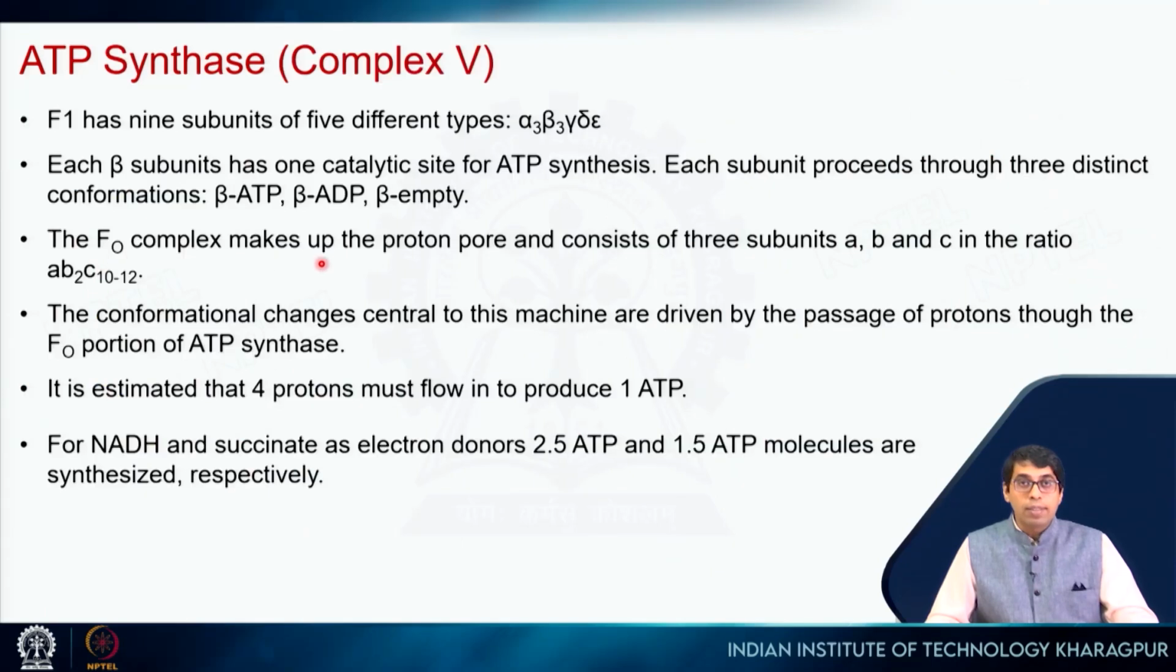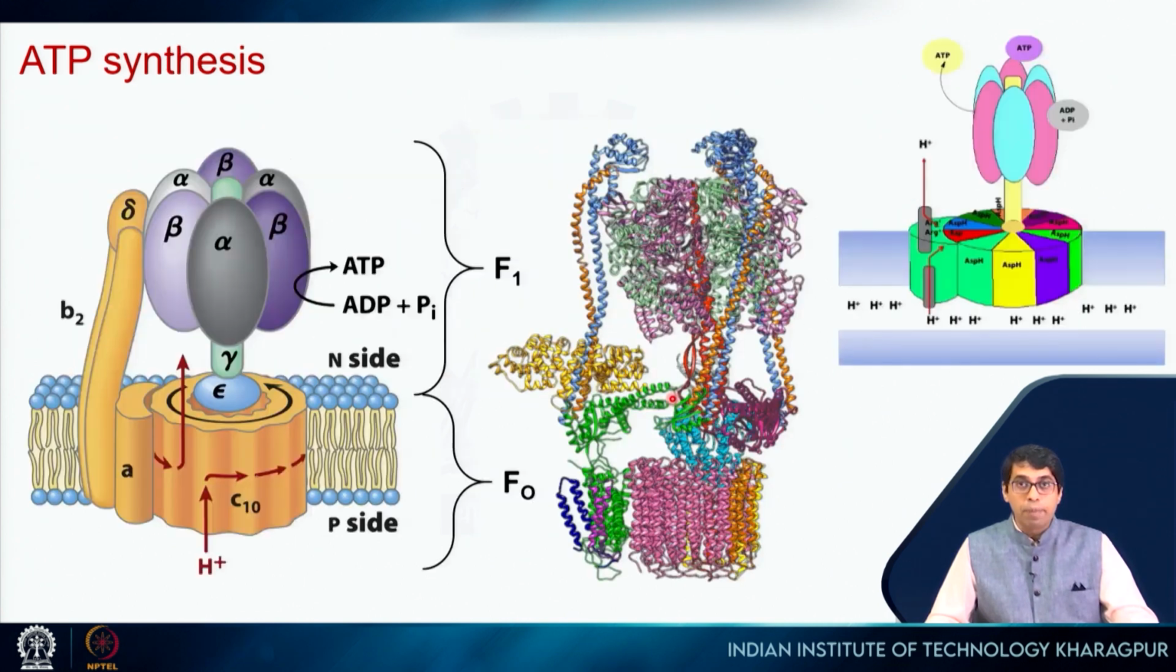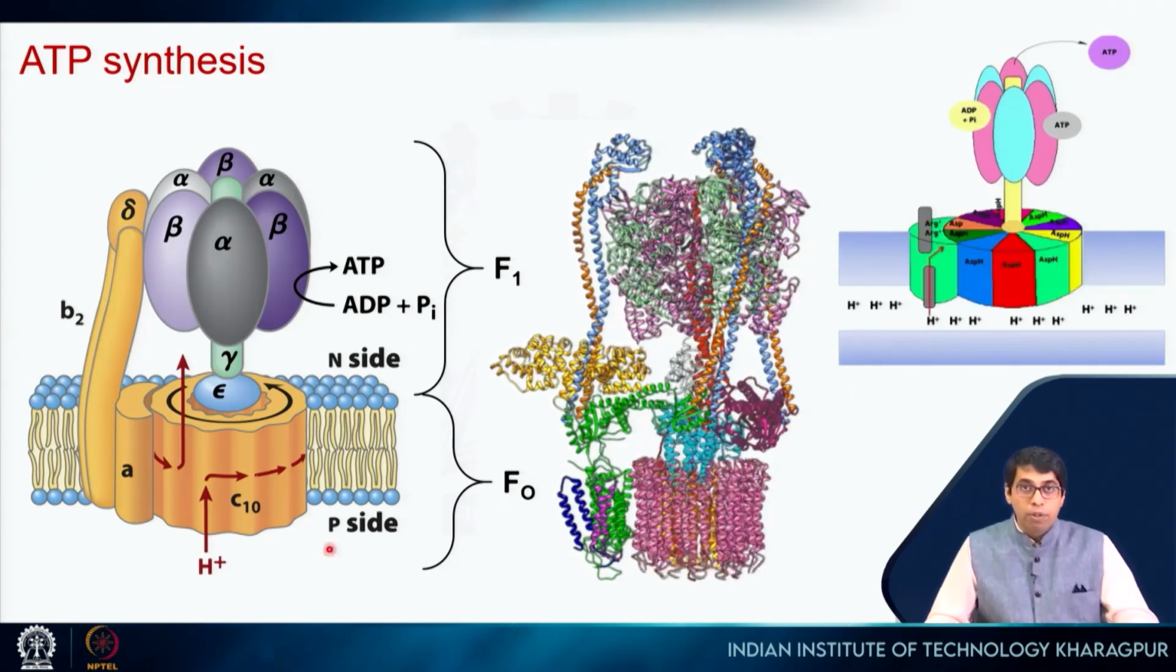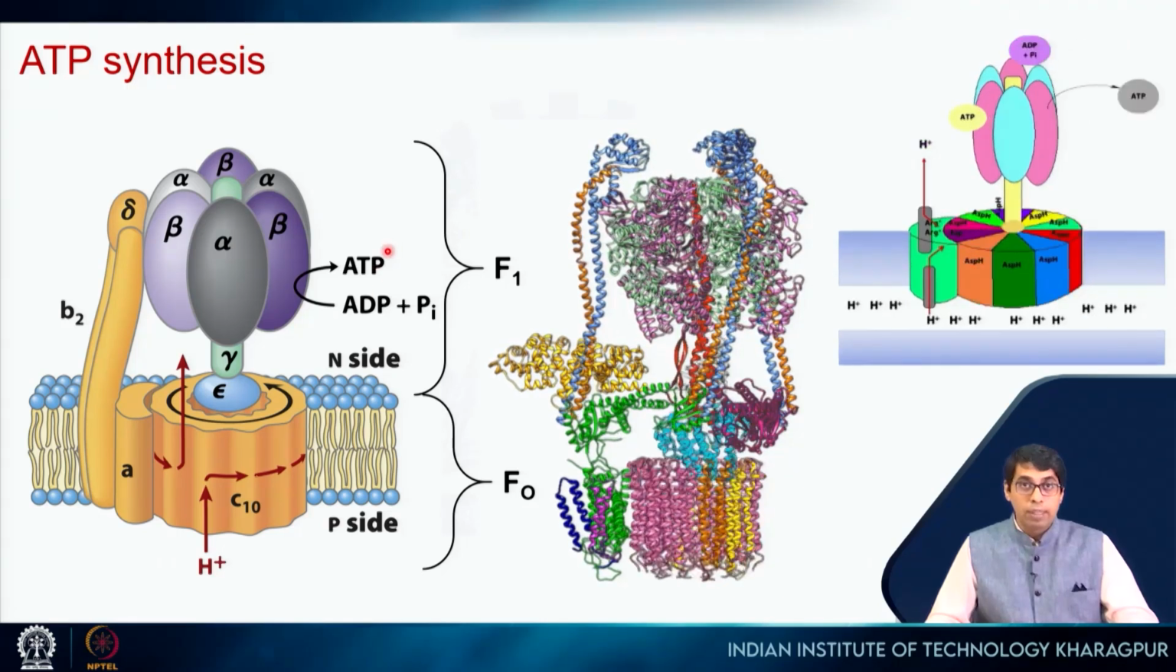The FO complex makes up the proton pore and consists of 3 subunits A, B and C in the ratio of 1 A, 2 B and 10 to 12 C. Now, this 10 to 12 C depends on different homologs. The conformational changes central to this machine are driven by the passage of protons through the FO portion of ATP synthase. It is estimated that 4 protons must flow in to produce 1 ATP. So, when 4 hydrogen ions flow in, 1 ATP molecule is synthesized.